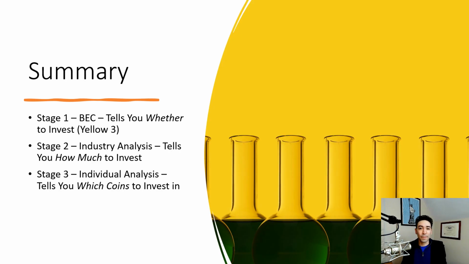So as a summary, stage 1, the BEC tells you whether to invest, like is it a yellow 3 or better. Stage 2, the industry analysis, tells you how much to invest. And stage 3 tells you the individual analysis, which coins to invest in, and if there are too many coins, you can just pick your own mix. And honestly, because there are quite a few followers, if we're all doing exactly the same coins, that might become crowded trades. So maybe you want to pick some of your own random favorites that just kind of fit the analysis that are in the broader grid.